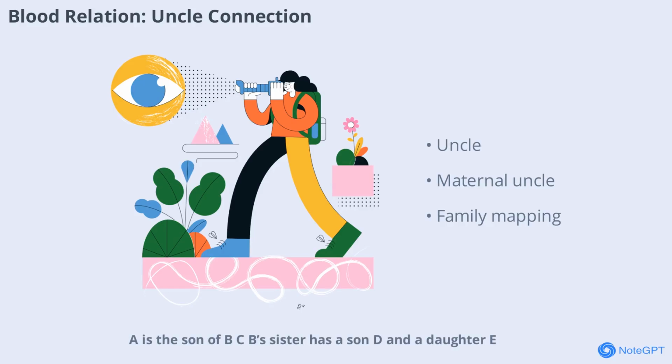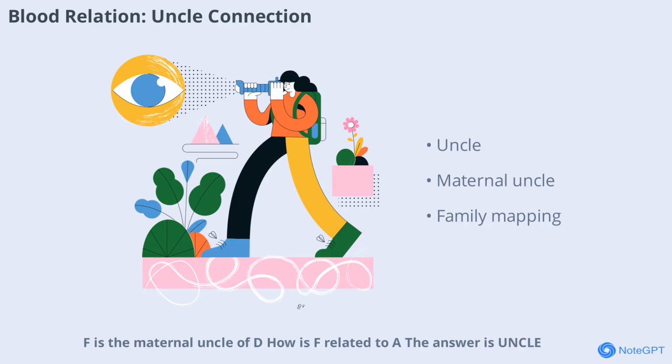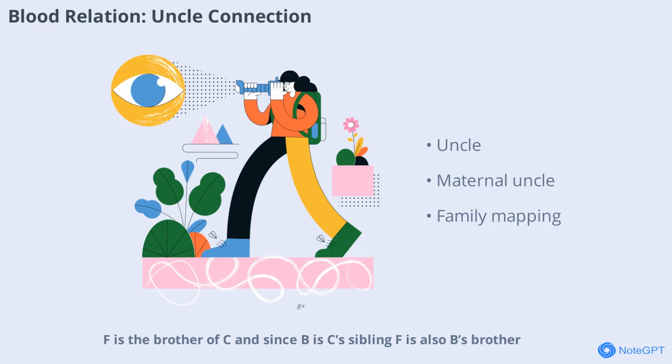A is the son of B. C's sister has a son D and a daughter E. F is the maternal uncle of D. How is F related to A? The answer is uncle. F is the brother of C, and since B is C's sibling, F is also B's brother. A is B's son, so F is A's uncle.